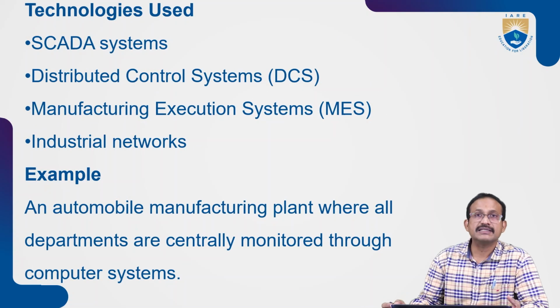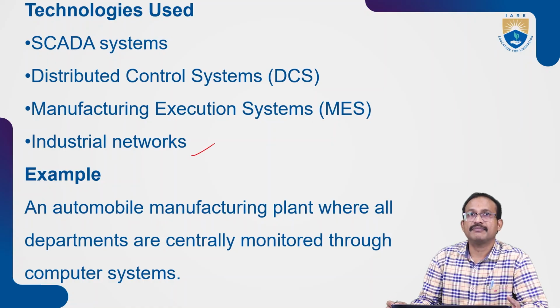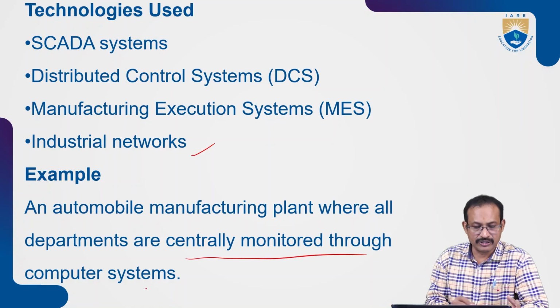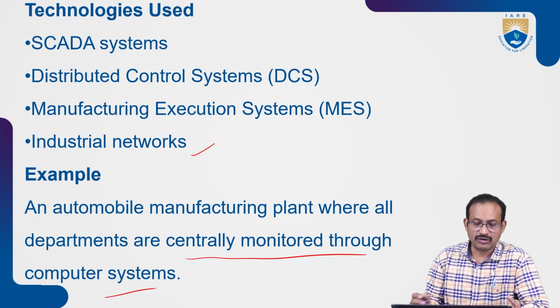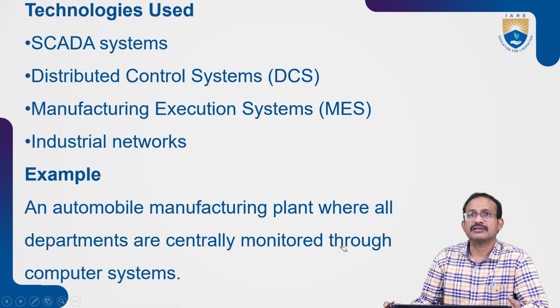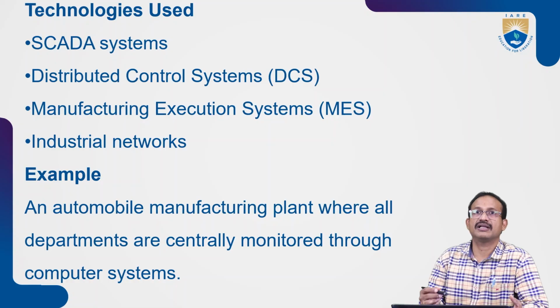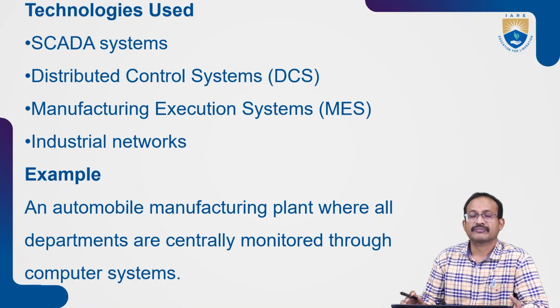Technologies used: SCADA systems, distributed control systems (DCS), manufacturing execution systems, industrial networks. These are the technologies that we are using in this entire plant system. Example: an automobile manufacturing plant where all departments are centrally monitored through computer systems. There is not much human intervention, but of course some quality inspection has to be done regularly.